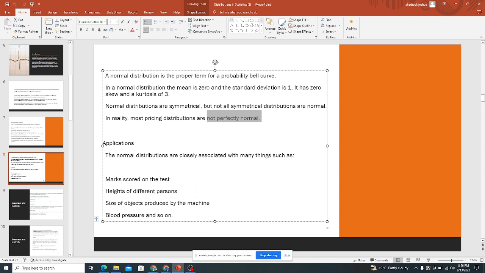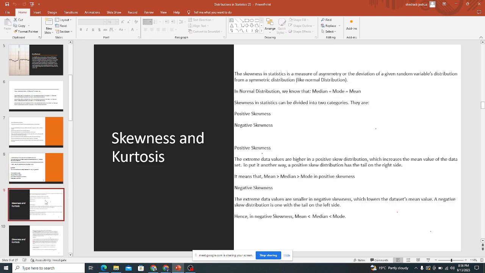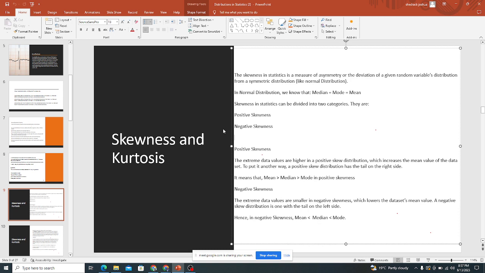Then we have some applications of the normal distribution. Remember yesterday I gave you the example of marks scored on a test. We have heights of different persons, the size of objects produced by a machine, and also blood pressure. If you are monitoring blood pressure, of course the majority will have normal blood pressure, some will have low blood pressure and others will have high blood pressure. Let's go now to skewness and kurtosis.